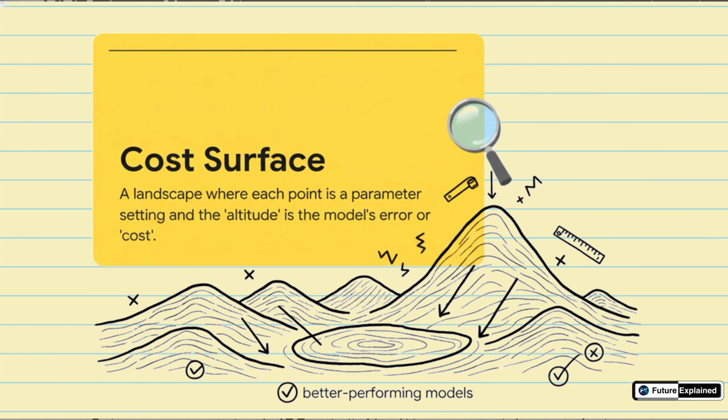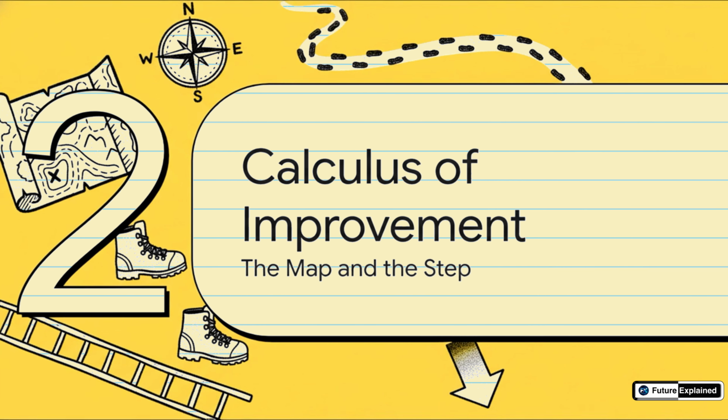So that naturally leads us to the next big question. Okay, fine, but how do we actually measure our altitude? How do we know how high up we are? All right, let's get into the mechanics of it. To navigate this crazy high-dimensional mountain range, we really just need 2 things. First, we need a map that tells us our current altitude. And second, we need a way to figure out which direction is downhill so we can take a step.